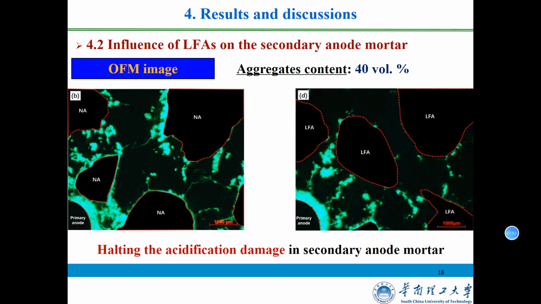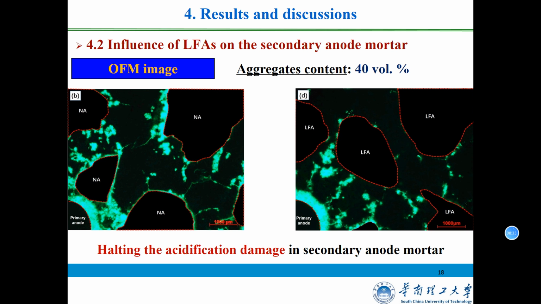Besides the primary anode, the functional aggregates also significantly influence the acidification damage process in the secondary anode mortar. Based on OFM images, the acidification damage of the secondary mortar could be divided into two regions. The first region was the severe acidification damage region, within a distance of about 300 micrometers from the primary anode surface, exhibiting a porous macrostructure and a very bright color. In this region, no obvious effect of the functional aggregate was observed based on the OFM images.